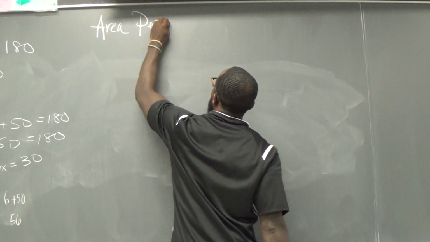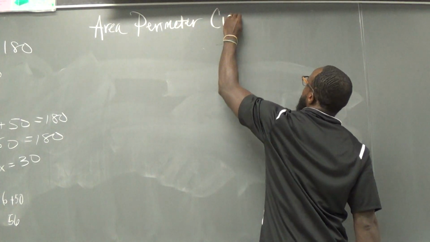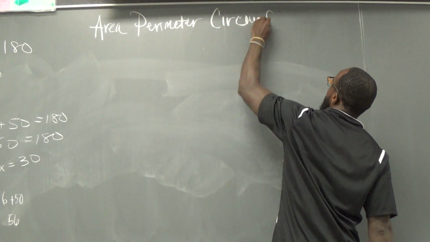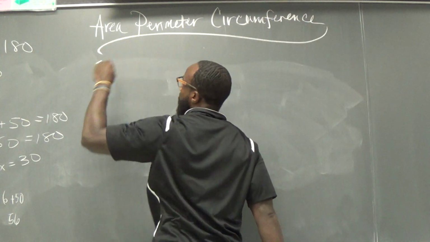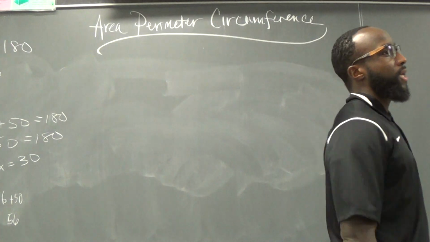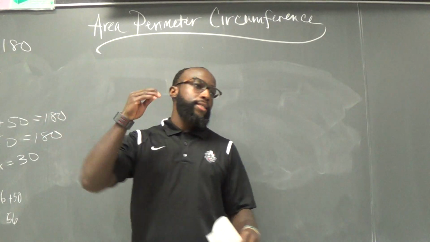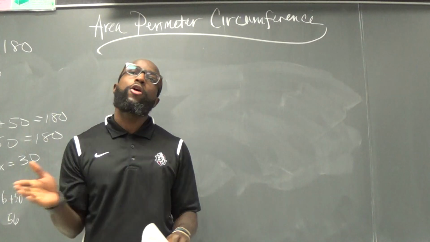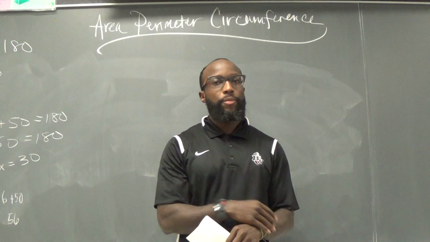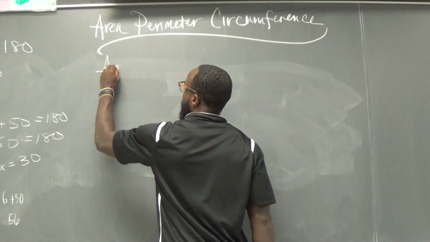Today we're going to talk about area, perimeter, and circumference. To start off, we need to realize that to find an area, perimeter, or circumference, there are formulas that we use in mathematics to help us find these things. So, let's look at area first.